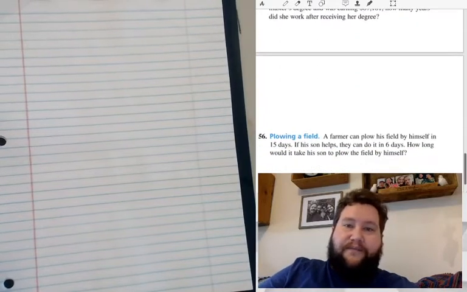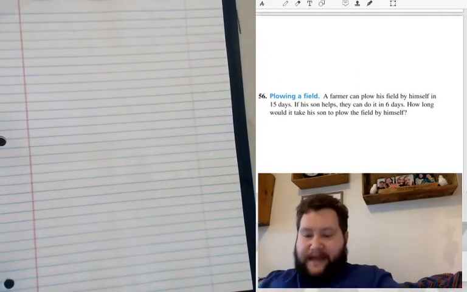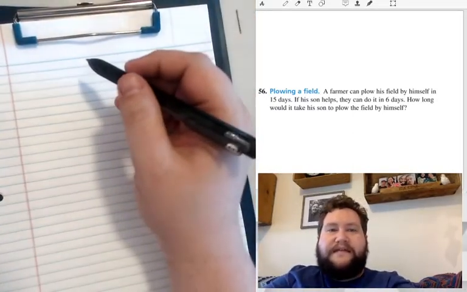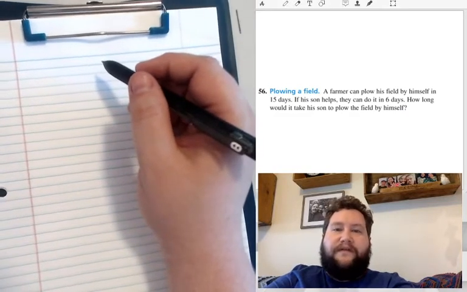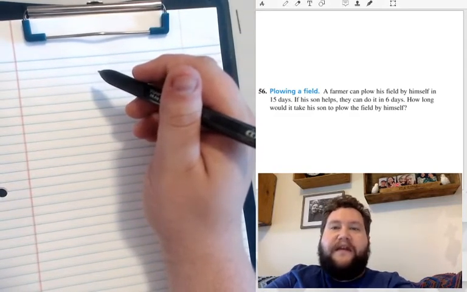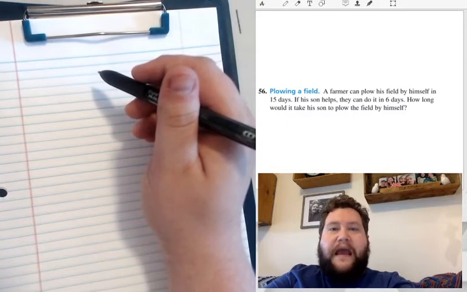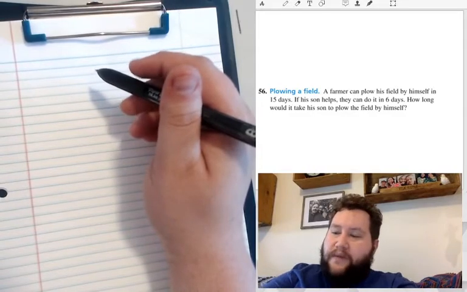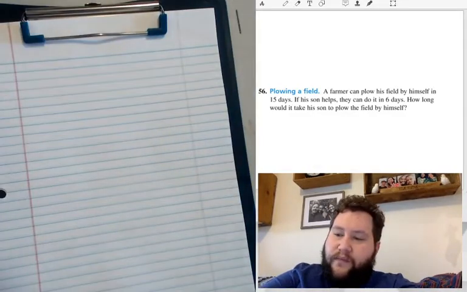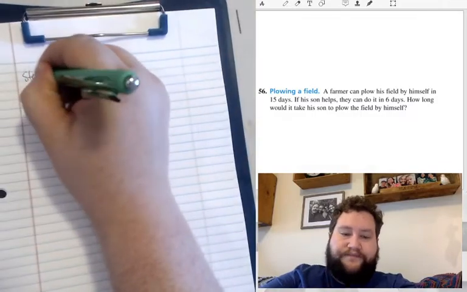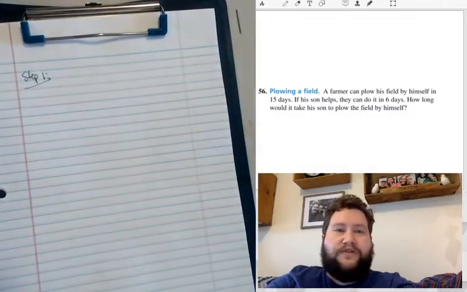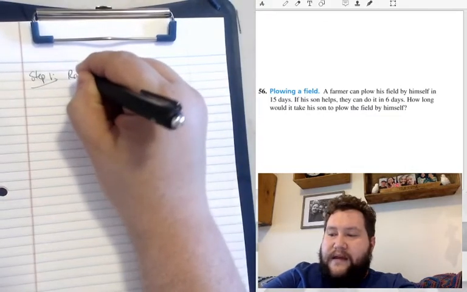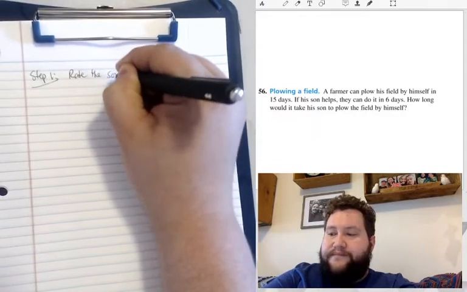All right. We have our last example for today. For our last example, we're going to be looking at plowing a field. It says a farmer can plow his field by himself in 15 days. If his son helps, they can do it in 6 days. How long would it take his son to plow the field by himself? So if we start with step 1, what is our unknown? The quantity the variable should represent. So let's say that's the rate the son can plow.